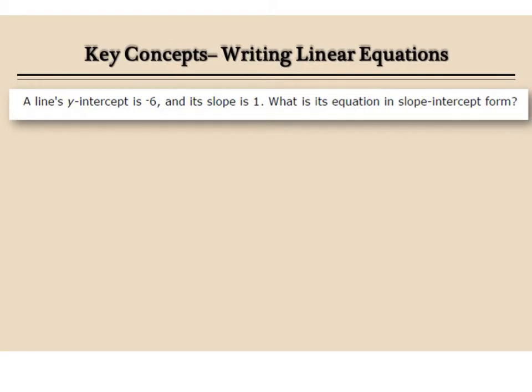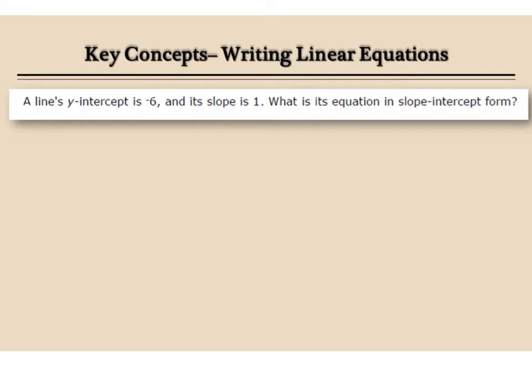All right, this first type of question is pretty easy. It says a line's y-intercept is -6. Its slope is 1. What is the equation in slope-intercept form? Well, again, slope-intercept is y equals mx plus b, where m is the slope and b is the y-intercept.